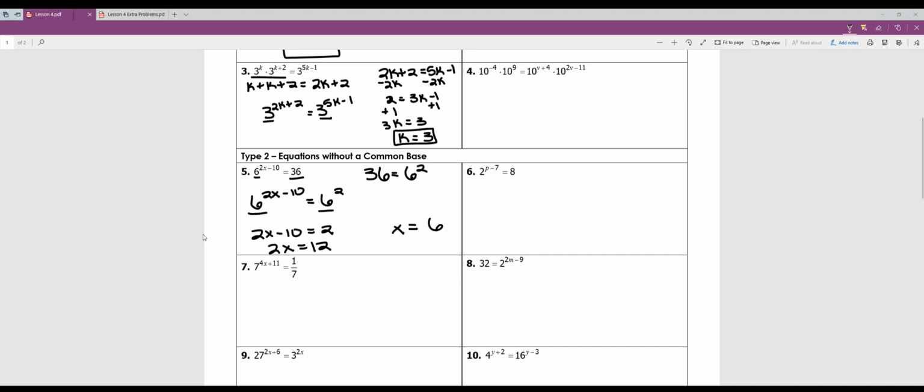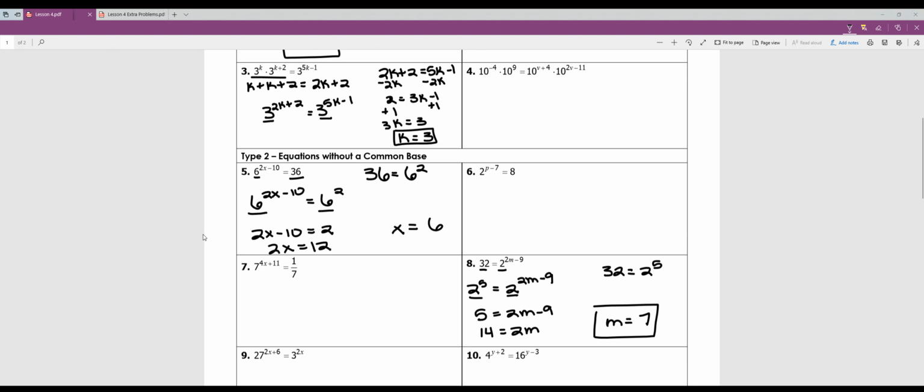Okay, let's do one more. Let's do number 8 here. I don't have like bases yet, so I need to rewrite 32 so that it has a base of 2. Now 32 is equal to 2 to the 5th power. So I can rewrite number 8 as 2 to the 5th power is equal to 2 to the 2m minus 9 power. Now I have like bases, so I set my exponents equal to each other, do some algebra, and solve, and I get that m is equal to 7.